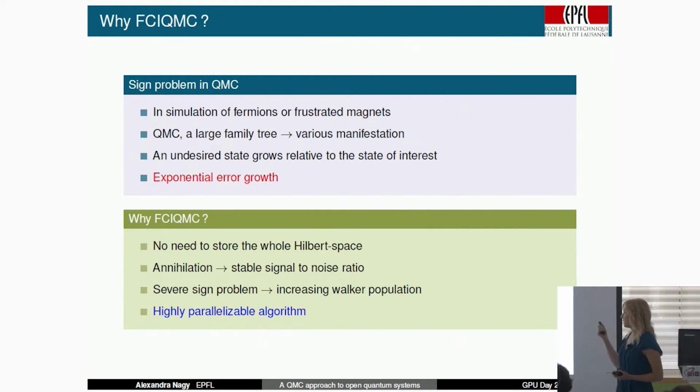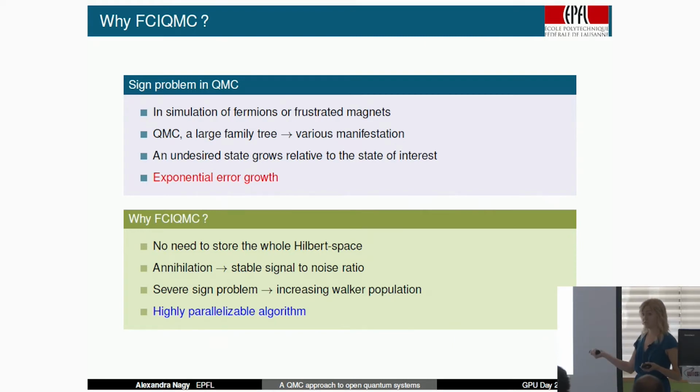And since Quantum Monte Carlo is a really large family, it has various manifestations depending on the type we use. In our case, it will appear that we have an undesired state in our system which will grow relative to our signal, to our physical result. So we will get exponential error growth, and we will not be able to see our real signal.